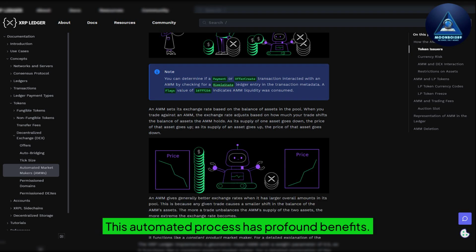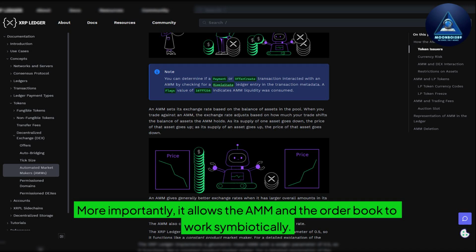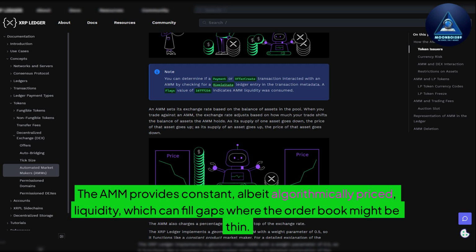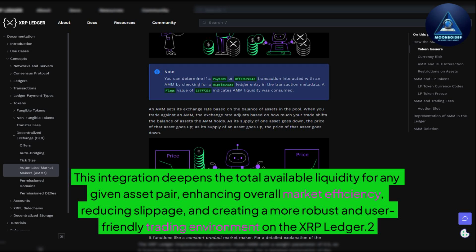This automated process has profound benefits. It ensures that traders always receive the best price without needing to manually compare different venues. More importantly, it allows the AMM and the order book to work symbiotically. The AMM provides constant, albeit algorithmically priced, liquidity, which can fill gaps where the order book might be thin. Conversely, the order book provides a venue for more precise price discovery. This integration deepens the total available liquidity for any given asset pair, enhancing overall market efficiency, reducing slippage, and creating a more robust and user-friendly trading environment on the XRP Ledger.